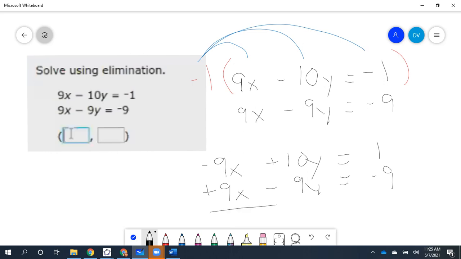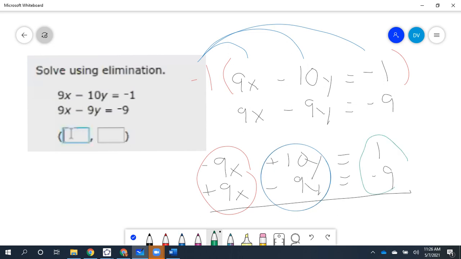Okay. And now I'm going to use circles here. We're going to add the red circle. We're going to add the blue circle, and we're going to add the green circle. So let's just do those.